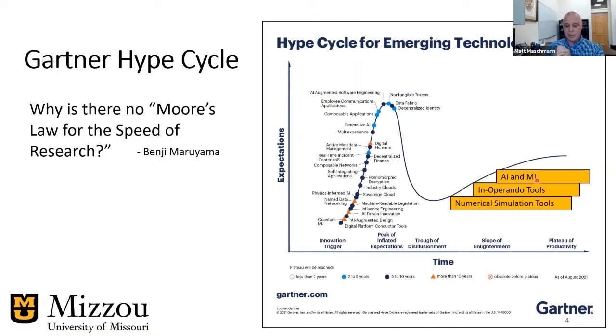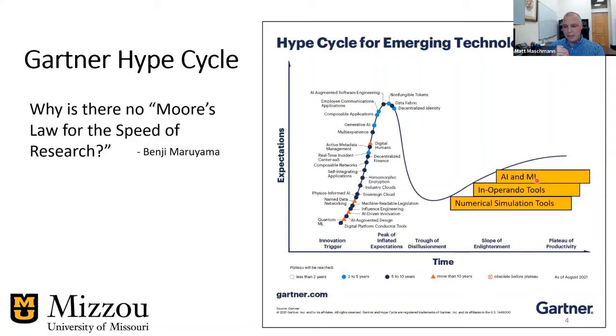So Dr. Benji Maruyama, who works at the Air Force Research Lab, I actually worked with him for a while, proposed this Moore's Law for the speed of research. So Moore's Law, I'm sure everybody's familiar, but essentially every 18 months to 24 months, the speed of CPUs was increasing because the number density of CPUs was increasing.